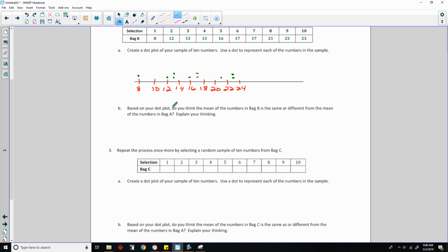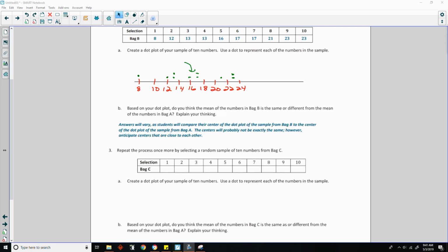Based on your dot plot, do you think the mean of the number in bag B is the same or different from the mean of the number in bag A? And explain your thinking. Well, here they're more evenly distributed, and I would say that the average would probably be somewhere in this area, so maybe a little higher.